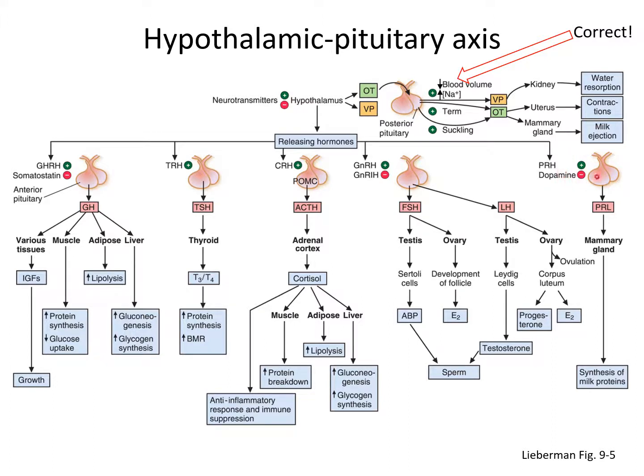So this one's a little bit tricky because what we do is we initially secrete, as our basal process, dopamine. So by default, this is turned off. And when we need to generate milk, the response is to inhibit dopamine, which then allows prolactin to have its effect.